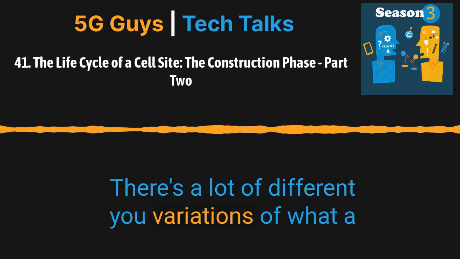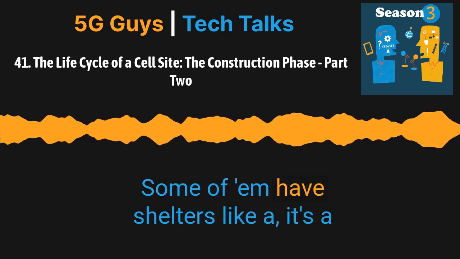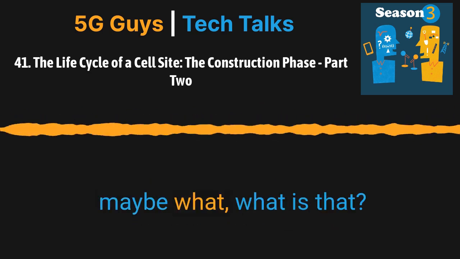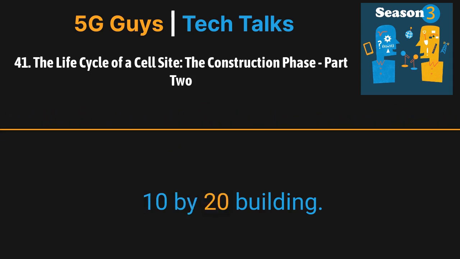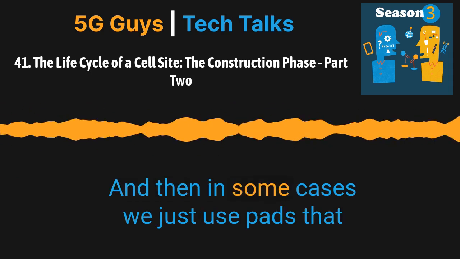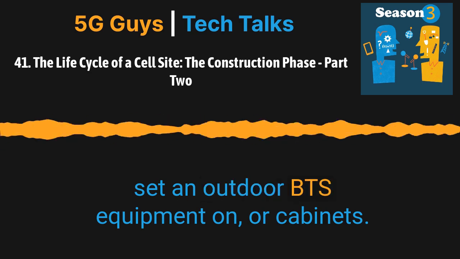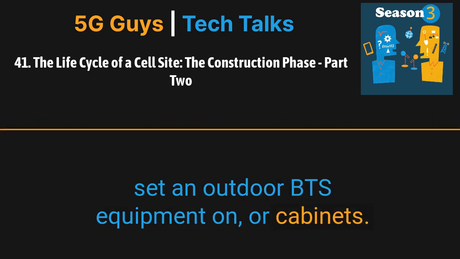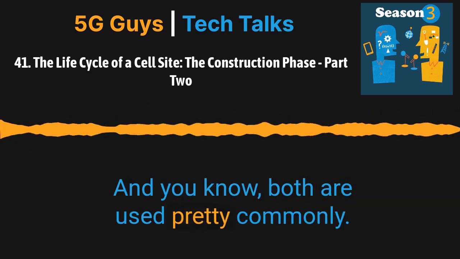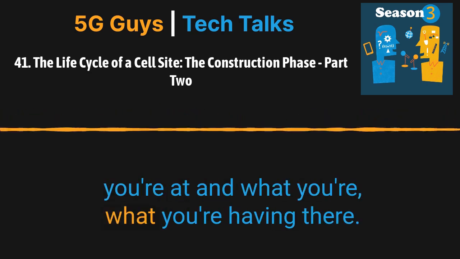There are a lot of different variations of what a macro tower site would be. Some of them have shelters, like maybe a 10 by 20 building that's pretty secure against the elements. And then in some cases, we just use pads to set outdoor BTS equipment or cabinets on. Both are used pretty commonly. It depends on the architect and where you're at and what you're having there.